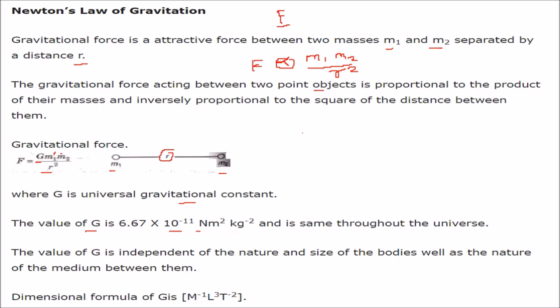This is a constant, so it will remain the same throughout our universe and in our calculations also. This G, the universal gravitational constant, is independent of the nature and the size of the bodies, and also of the nature of the medium between these two. This can be anywhere, and G remains the same. The dimensional formula of G is M to the power minus 1, L cubed, and T to the power minus 2.